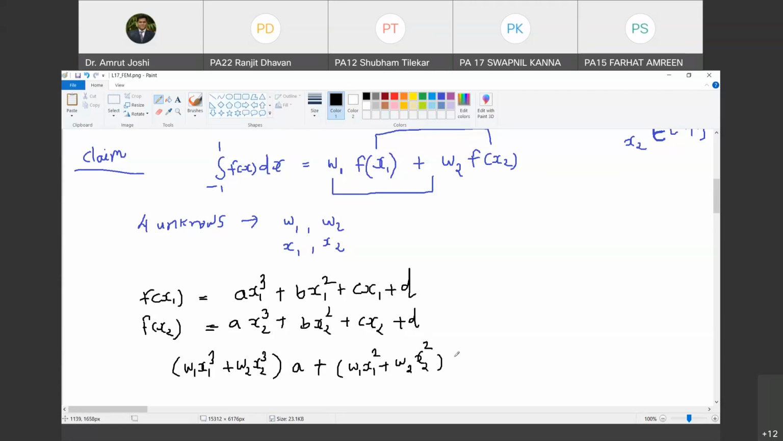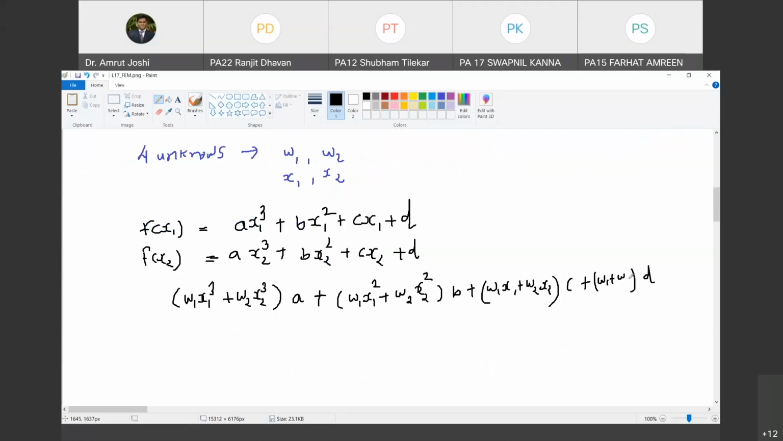Do you agree with me? Yes, sir. This is going to be the coefficient of b. Then what is the coefficient of c? Tell me. w1 x1 plus w2 x2. Nothing difficult. We are just substituting these values back here, and we are collecting the coefficients of a, b, c, and d. Are you with me? Yes, sir. And what is the coefficient of d then? w1 plus w2.